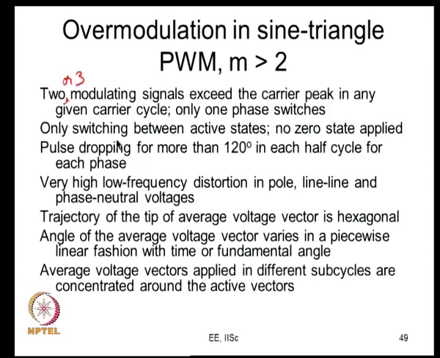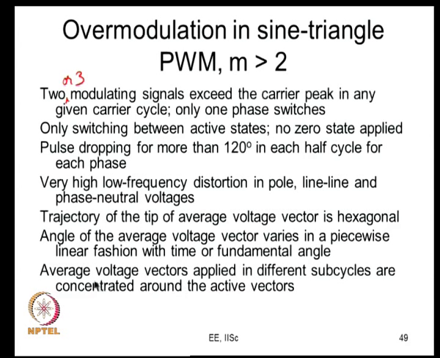Whenever there is a switching, that switching is between active states and no 0 state is ever applied, and pulse dropping is for more than 120 degrees and the distortion is very high. The trajectory of the tip of the vector is hexagonal, it is always on the hexagon. The angle of the average voltage vector varies in a piecewise linear fashion with time, and this is important because in the space vector domain, this is the understanding we will use in coming up with an algorithm for a space vector modulated inverter.